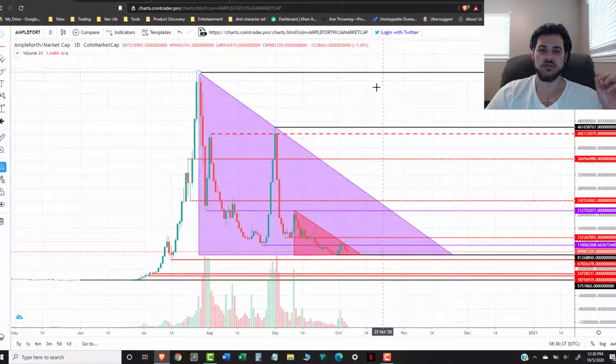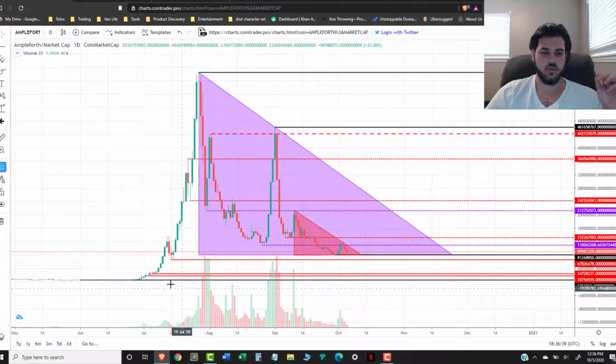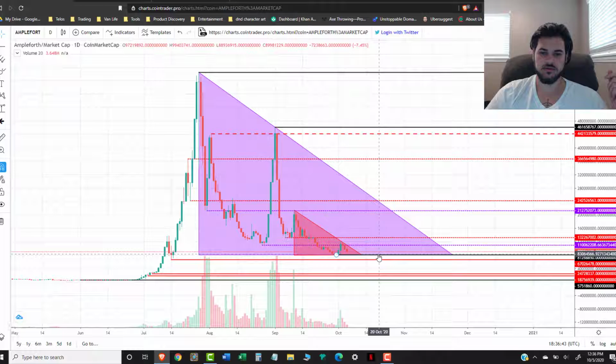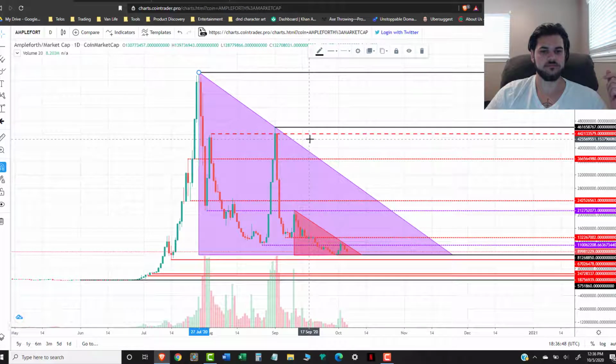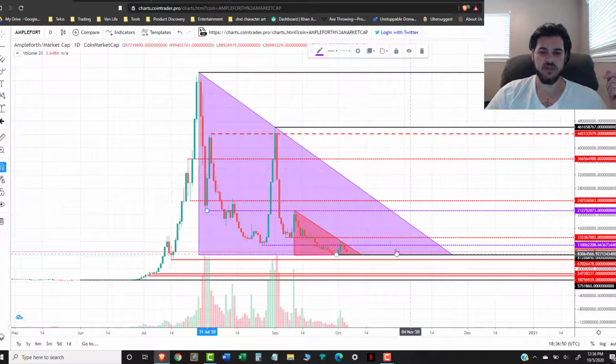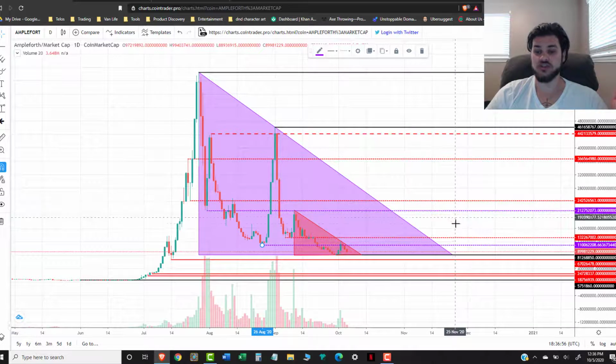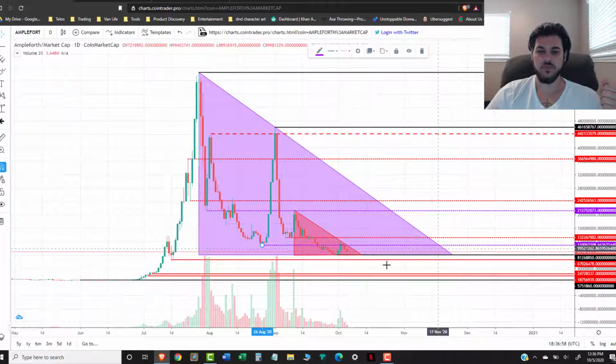So here we have our black resistance lines, which means monthly resistance lines. We have two support monthly lines and two resistance monthly lines. On the weekly side of things, we have two what were support lines, but they're broken, which is why they are dashed the way they are. And then there is also a weekly descending triangle trend.